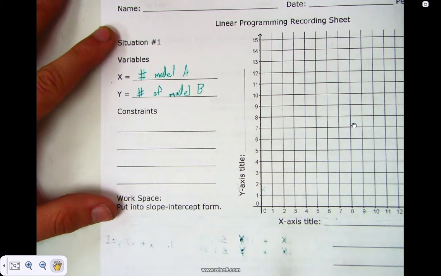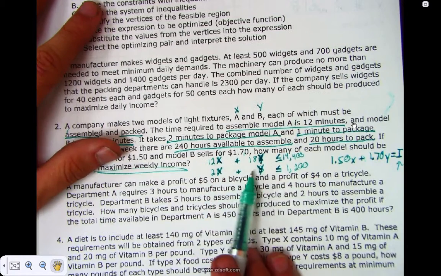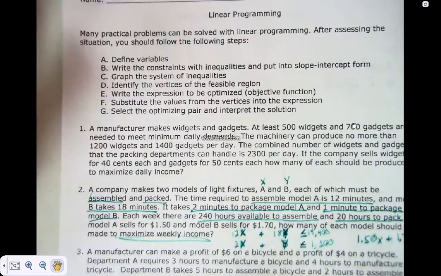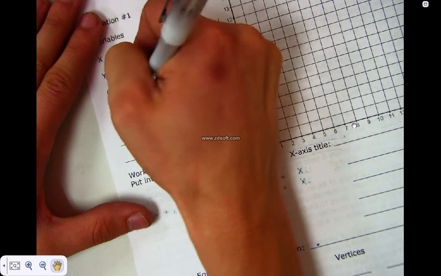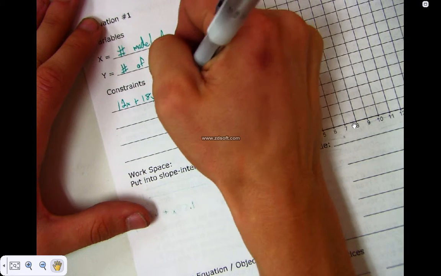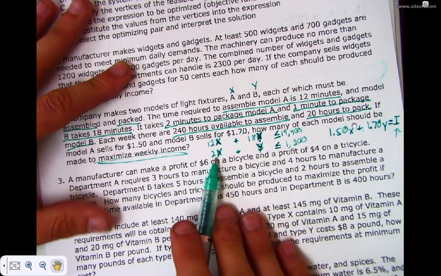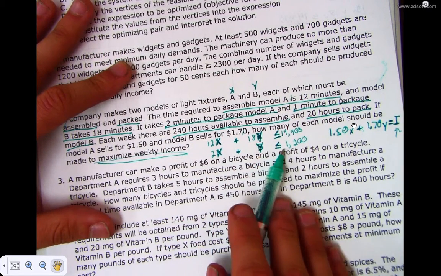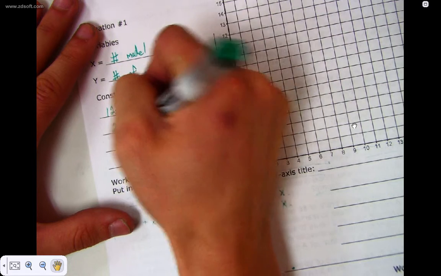My constraints, let's see what they were. It was 12x plus 18y is less than or equal to 14,400. That's one constraint. And then my other constraint was 2x plus y is less than or equal to 1,200.